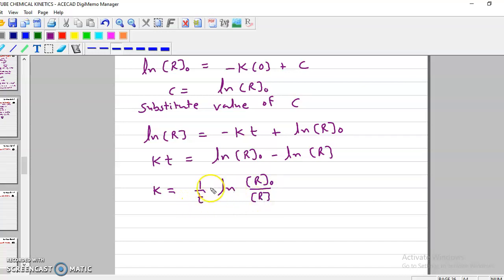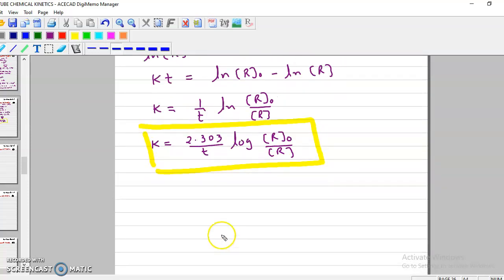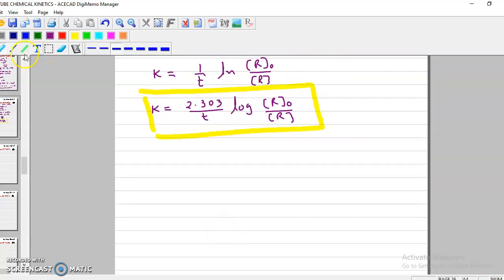Okay, now ln is converted into natural log, so we can write k is equal to 2.303 upon t log R0 upon R, and this equation is known as the integration rate law for first order.